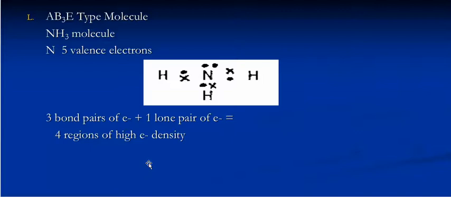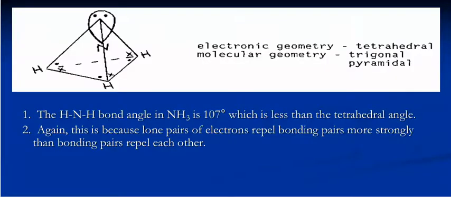AB3E type molecule. 3 bonds, 1 lone pair. NH3, for example, the nitrogen has 1 lone pair. 3 bonds, 4 regions of high electron density. Because there is a lone pair, the electronic and molecular are different. But again, I want you to know the molecular geometries, which in this case is trigonal pyramidal. The bond angle is 107, which is less than the tetrahedral, because lone pairs take up more space than bonded pairs of electrons.